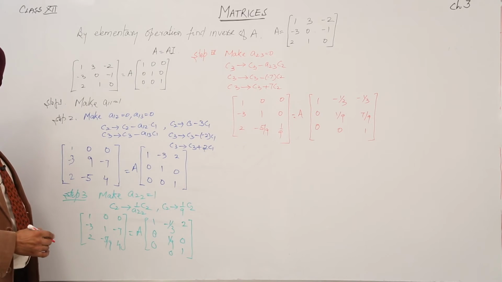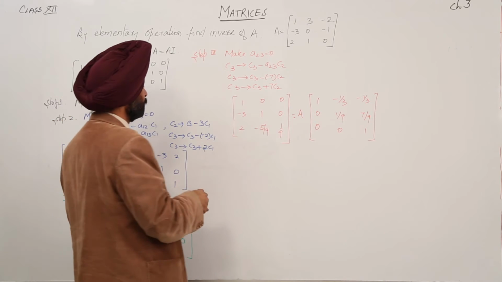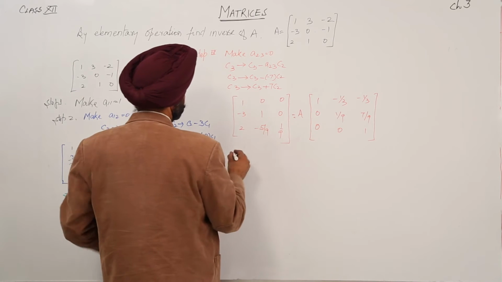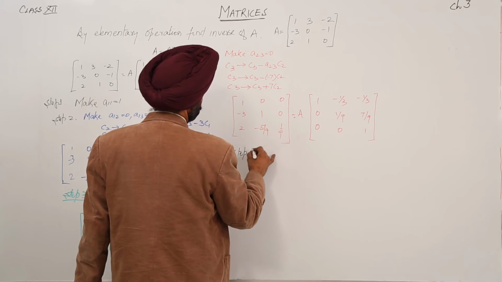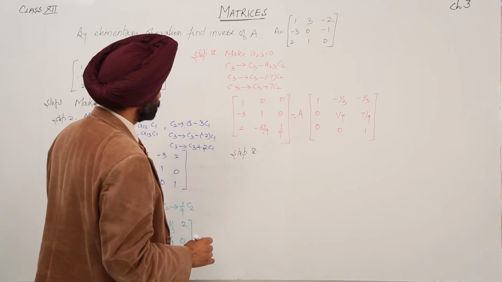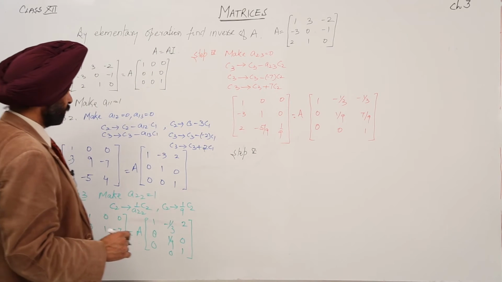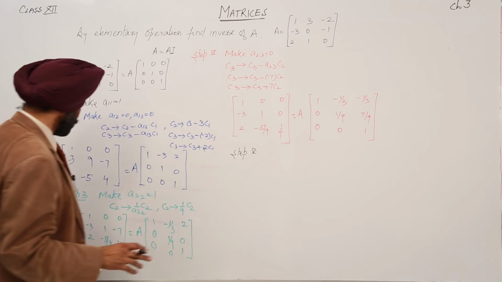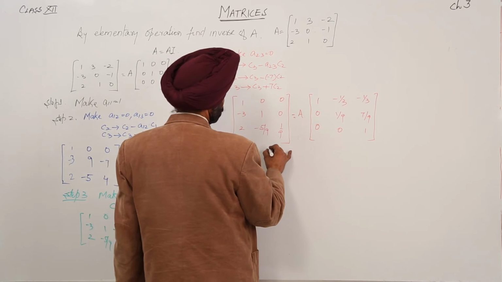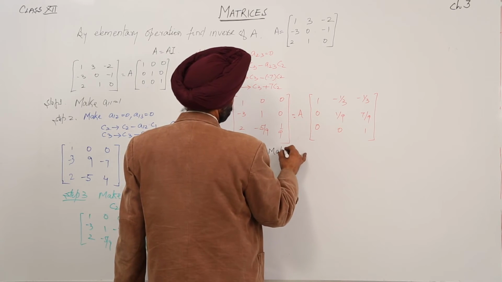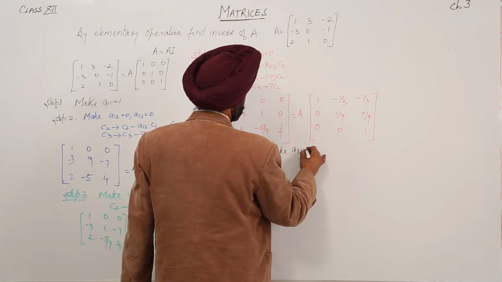Okay, so after solving we are getting this part. Now we are on step 5. In step 5, what we are going to do? We have to make A33 equal to 1.